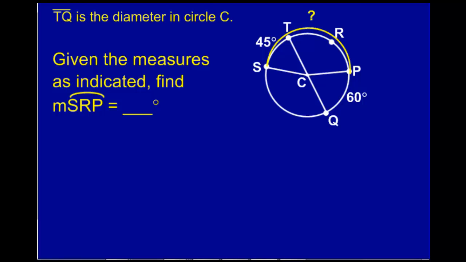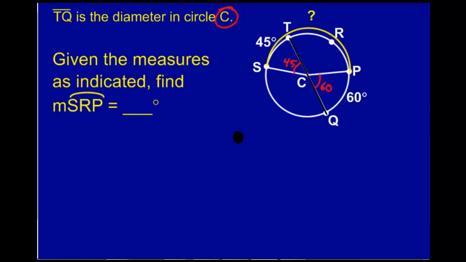Here again we've got a diameter, circle C. This time we have a different center. C is the center. As we look at our diagram, we see what we're trying to find in yellow, and we see what we know. The 45 central angle is also going to be 45, and the 60 central angle is also going to be 60. TQ is a diameter, so it forms a semicircle. They're going to add up to 180.